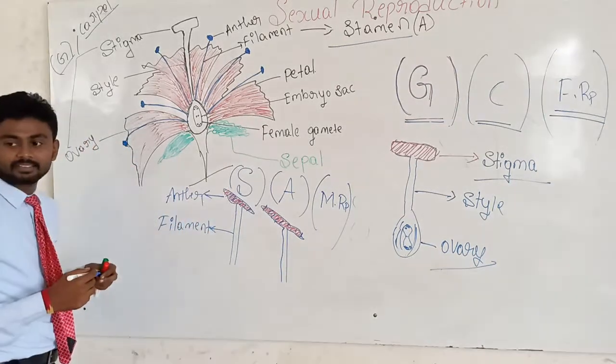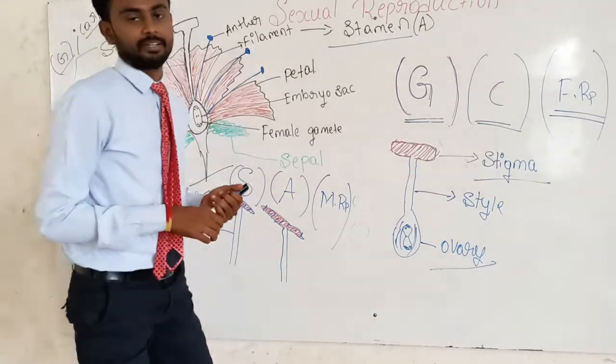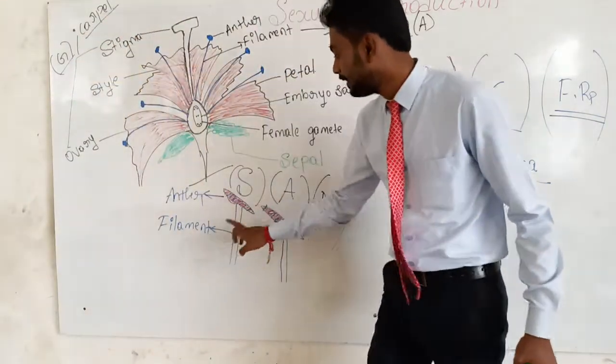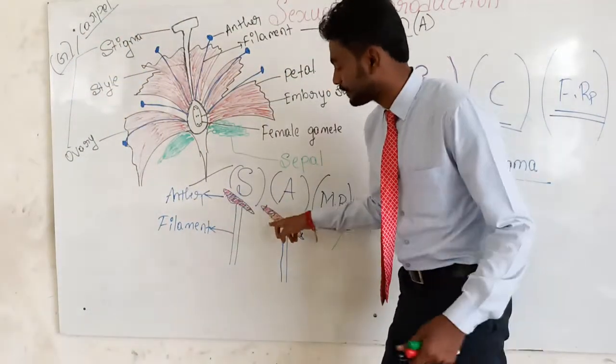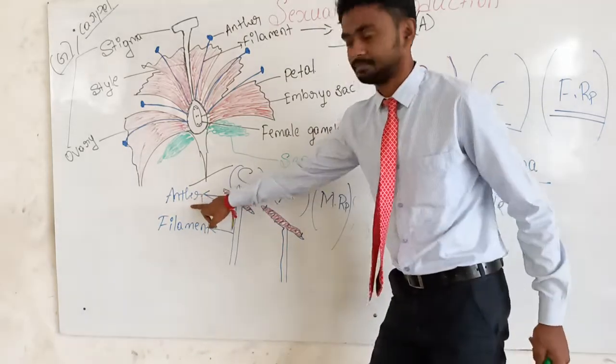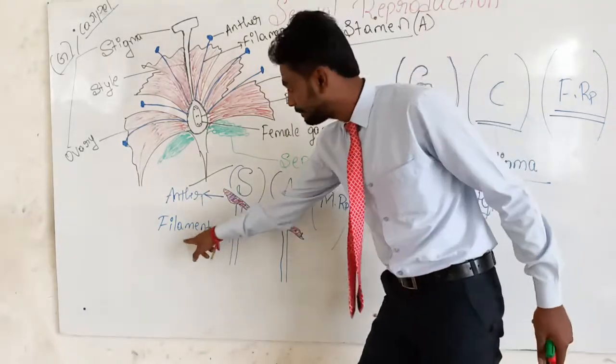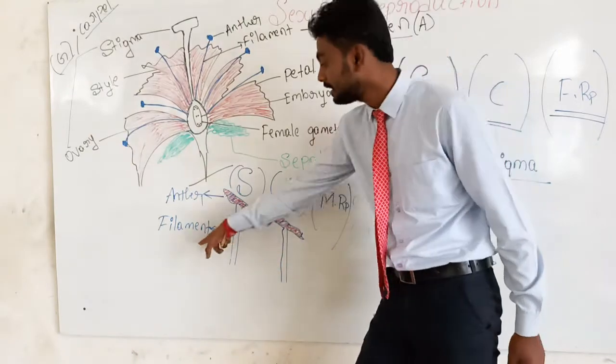One is an anther. Anther is what? Filament. Dear students, listen to me. The top portion is there, no? That is the anther. You can see that it is a filament.